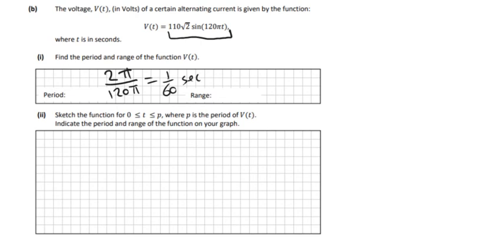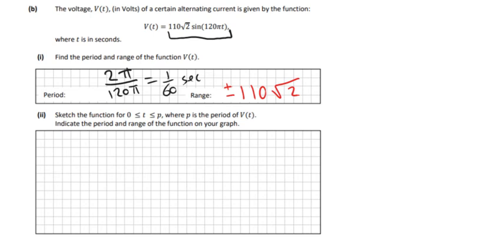So that's the period. The range then will be given by the part outside of the brackets, or outside of the sin. So it's going to be the 110 root 2, and it's plus or minus that. So plus or minus 110 root 2.